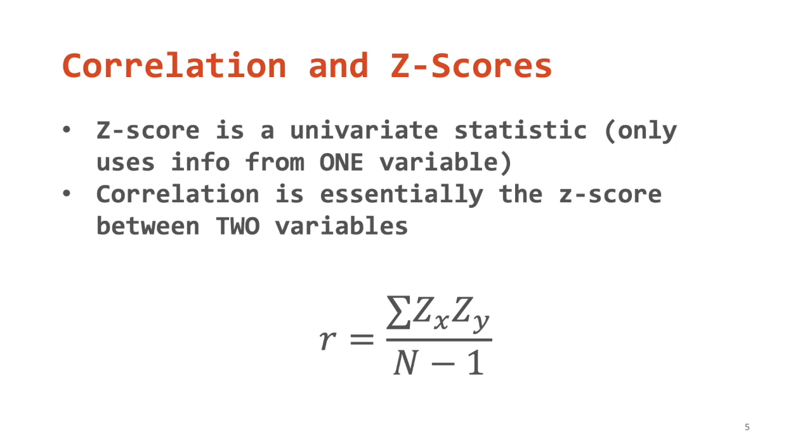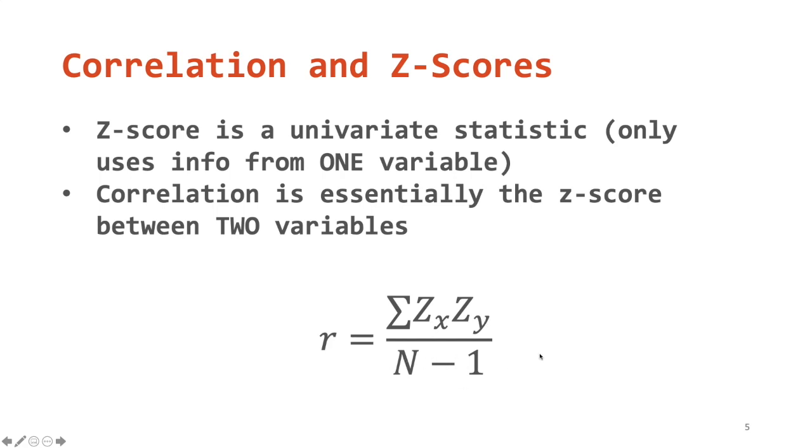Just to remind you, z-score is a univariate statistic. It's only used in one variable. We've done this, it basically centers the variable and puts it into standard units. Correlation is essentially the z-score between two variables. So the term we often use for it is R. And so the Pearson's R is one of the most common forms of correlation. It's just the sum of the z-scores after you've multiplied them together, divided by n minus 1.